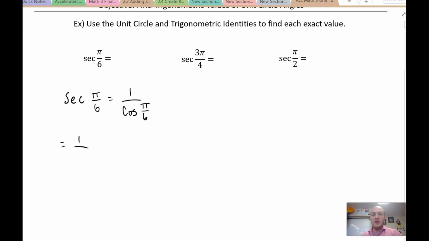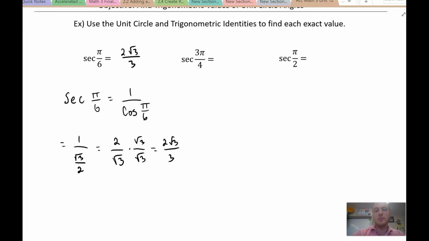Cosine of pi over 6 is your x value, so that's going to be root 3 over 2. If I take the reciprocal, that's 2 over root 3. I have to rationalize this, so we get 2 root 3 over 3. So there's your value, 2 root 3 over 3. It's easy, all I did was use my reciprocal identity. All right, let's look at the next example.